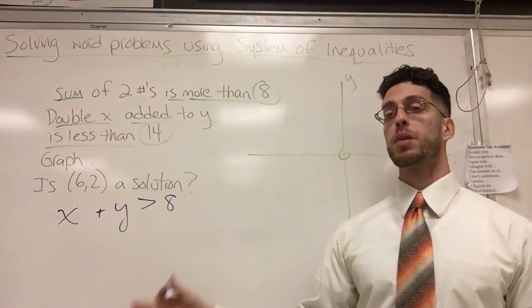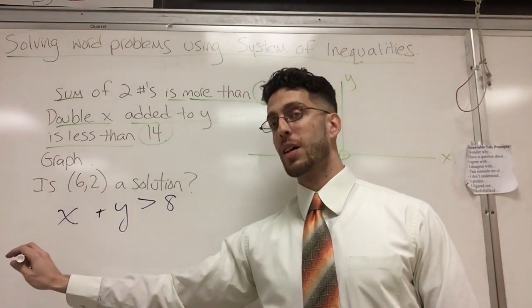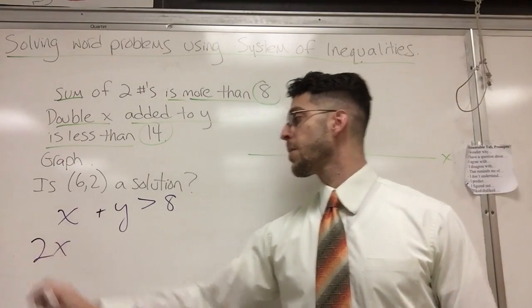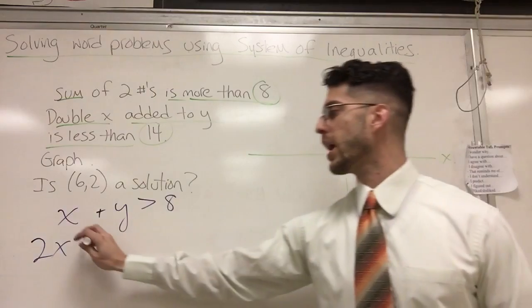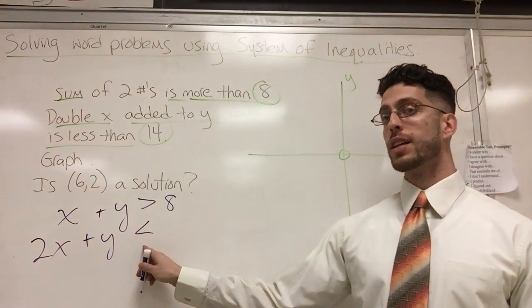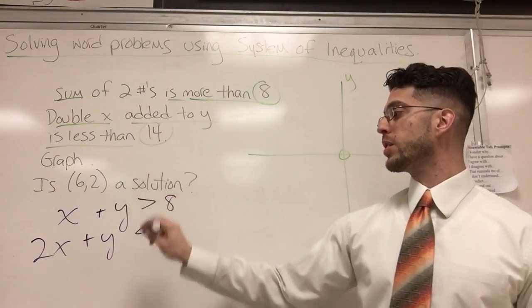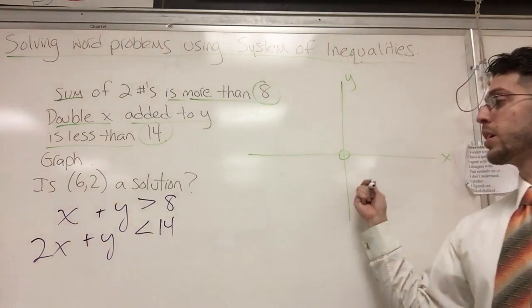Second sentence means I'm going to probably need a second inequality. Double x, double means times 2. Looking straight is way better than looking down. Added to y is less than, strictly less than, not less than or equal to, 14. Okay, that's it. I'm ready to graph.